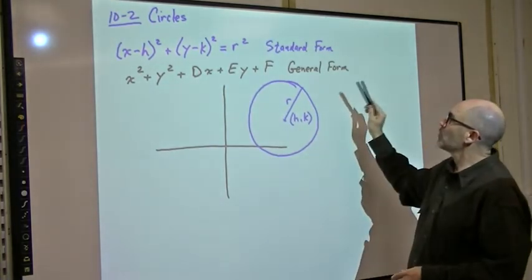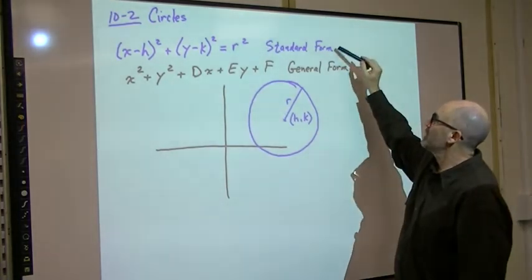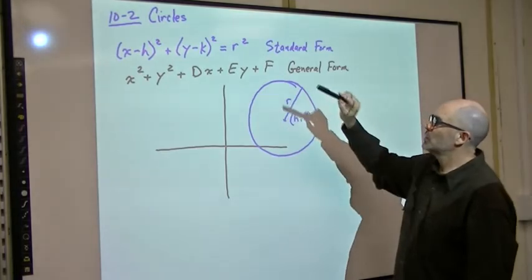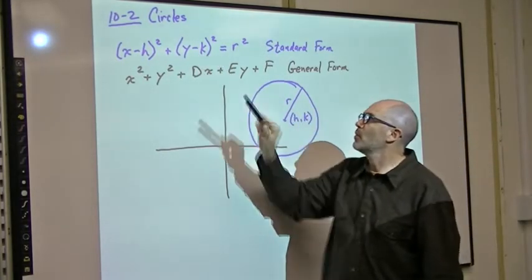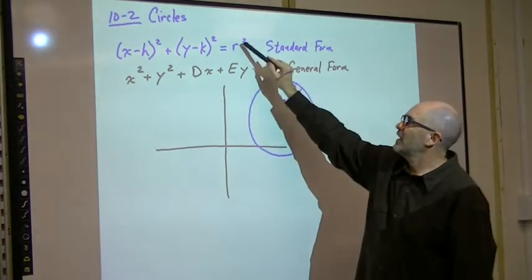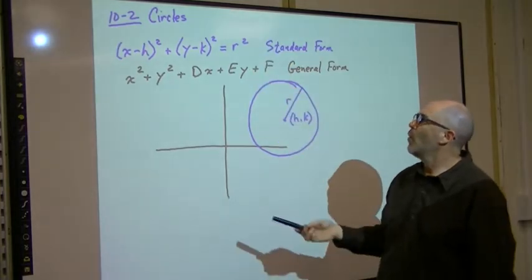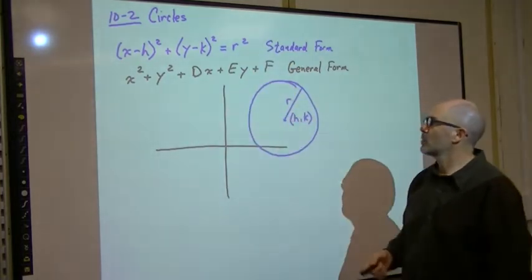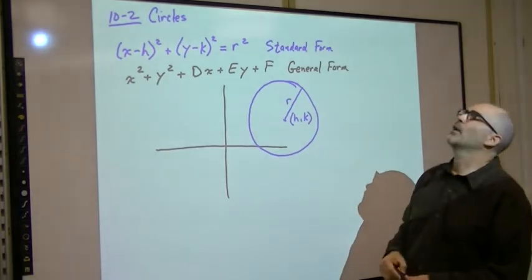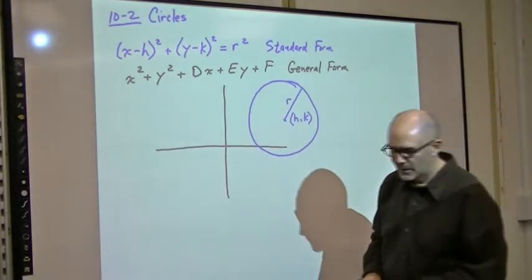So right now, though, all we have is the standard form of the circle, which would show us the center of the circle and the radius of the circle, or the general form of the circle that, oh no, equals 0. That just burns.